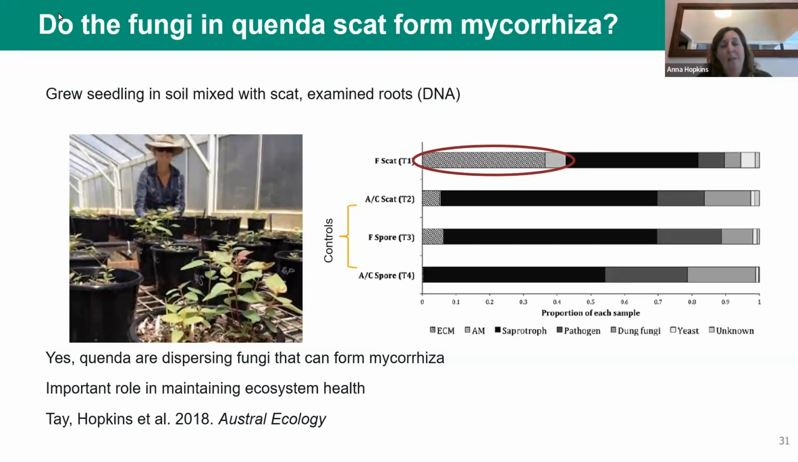So this was a really great indication that the fungi that were being eaten by the quenda were able to form mycorrhiza on tree seedlings and then go on to improve the health of those seedlings and the ecosystems they were found in. So it's really clear from this work that quenda, although they might not be obligately mycophagous, are still playing a really important role in maintaining ecosystem health. And that's really great news for us in Western Australia because they are still relatively widespread. So not only is their digging action really important, but also their dispersal of these mycorrhizal fungal species.